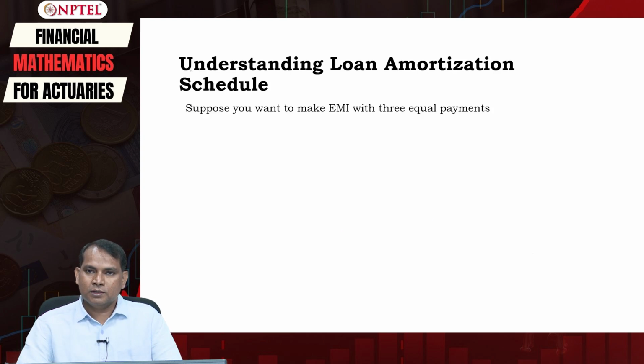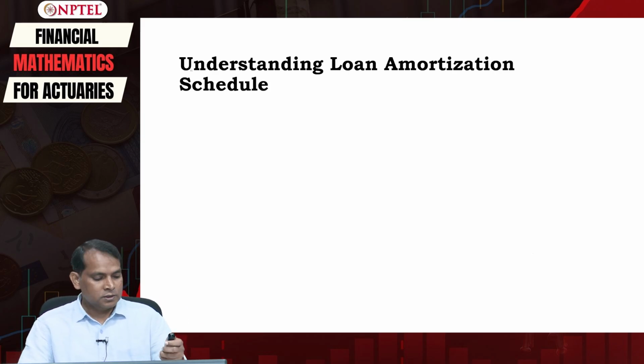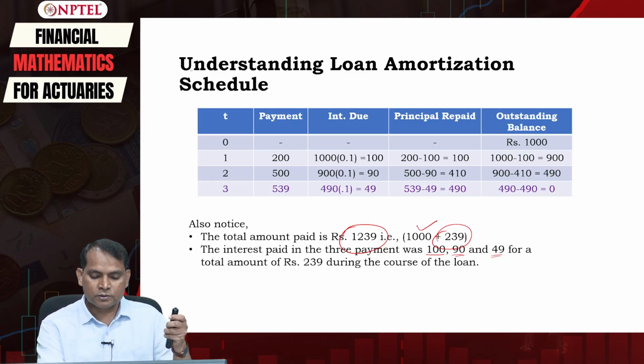Now, you have seen that out of your 1000 rupees loan, if you want to make 3 payments, the first one is 200, the second one is 500 and the rest is 539, then your total interest payment is 239 rupees, right? That is, you have already seen it here. So 239 rupees you are paying, that is the cost of your borrowing.